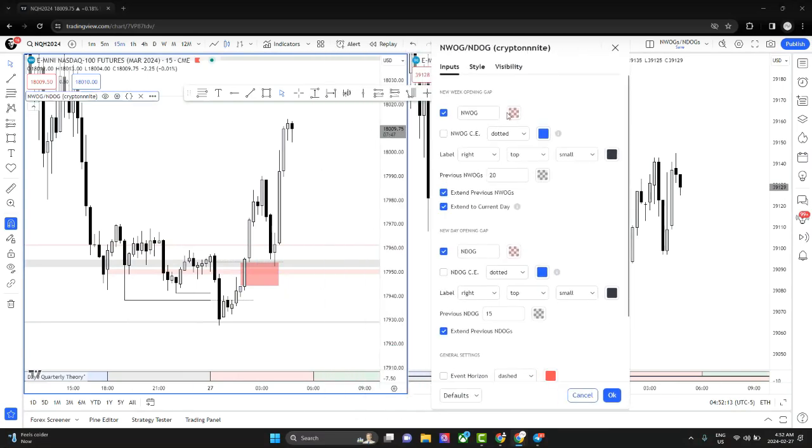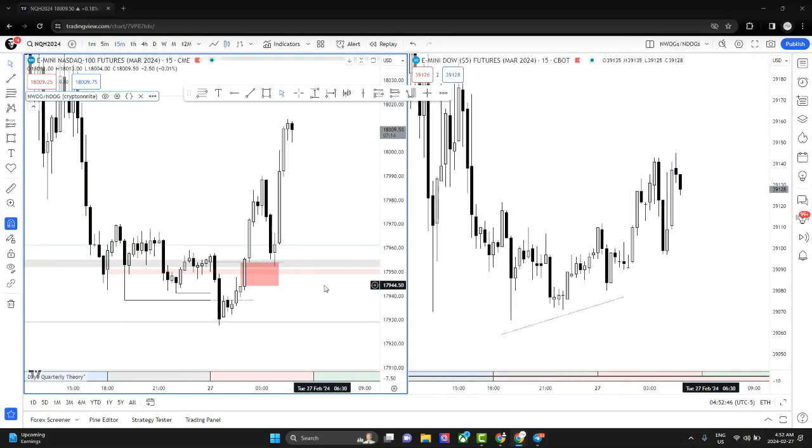So right here, you can use the color code and match. Let me change this one to green. Okay, so this green right here, you see this level? That's the new week opening gap. This gray level right here, these are previous new day opening gaps, right? If you need the settings, you just use this. So whenever the levels that we would be looking for overlap with these, that makes it even higher probability.